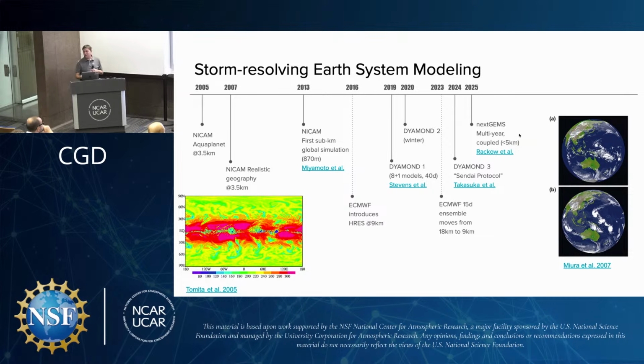At the same time, more ambitious modeling capabilities are being demonstrated. NextGEMS this year has a paper, or maybe a couple of papers, out that show coupled ocean-atmosphere configurations at less than 5 kilometers for multiple years. So in the last 20 years we've moved from demonstration projects with one model, to multiple models being able to run, to now multiple years, and now coupling capabilities becoming available.